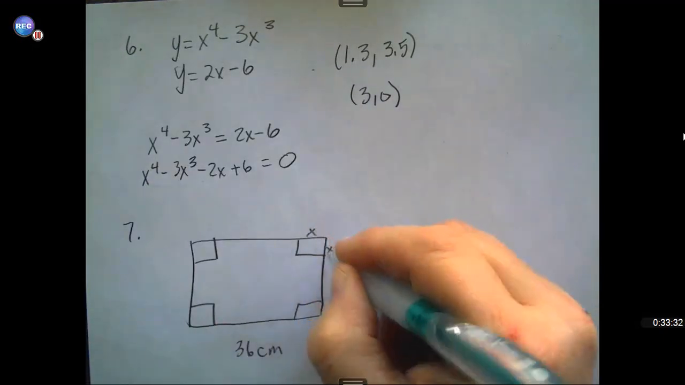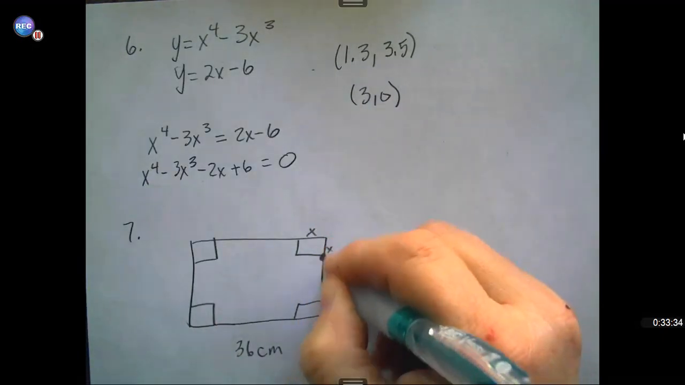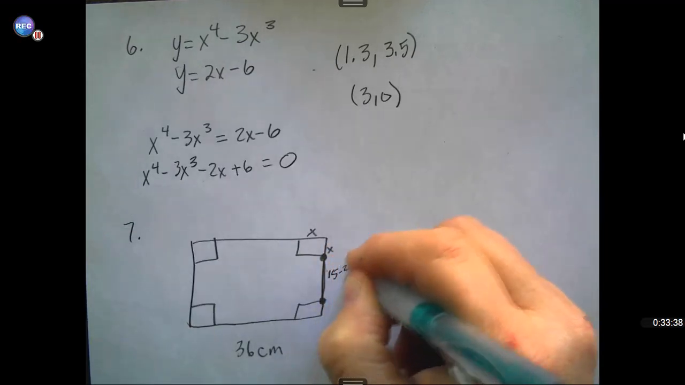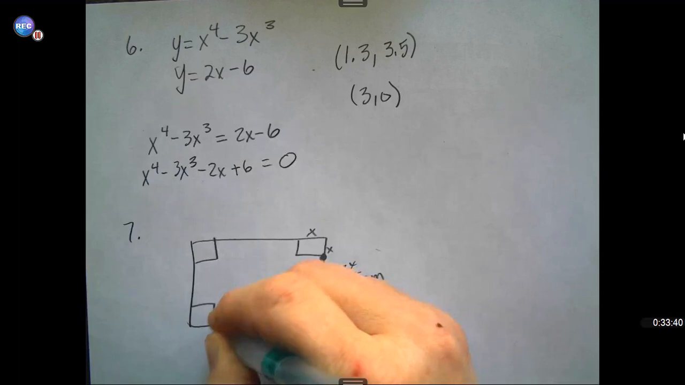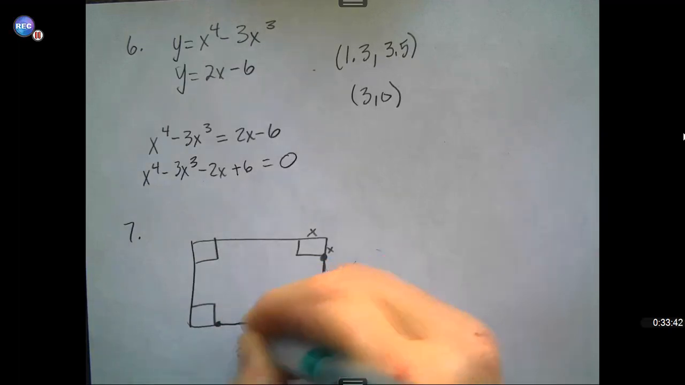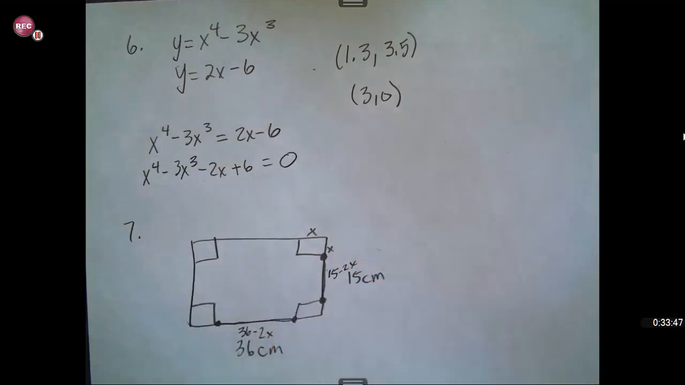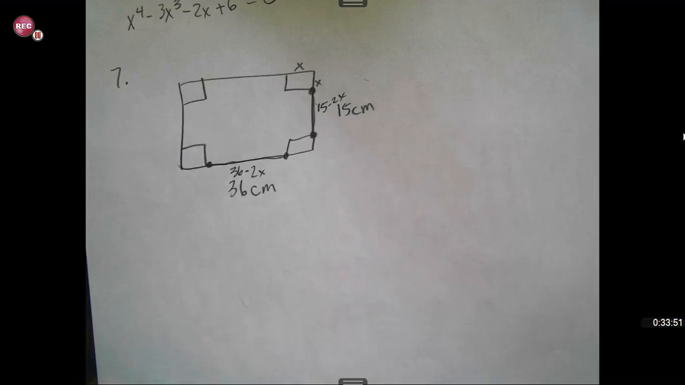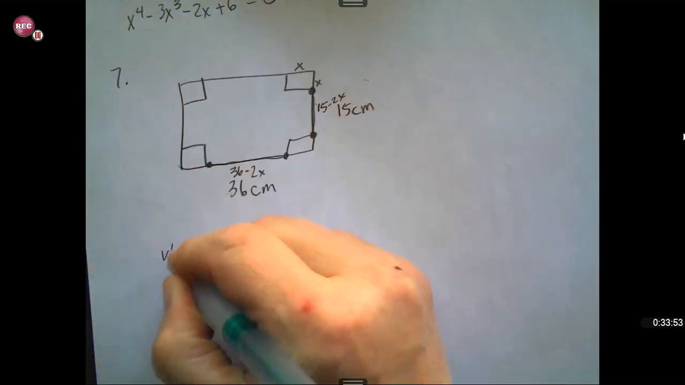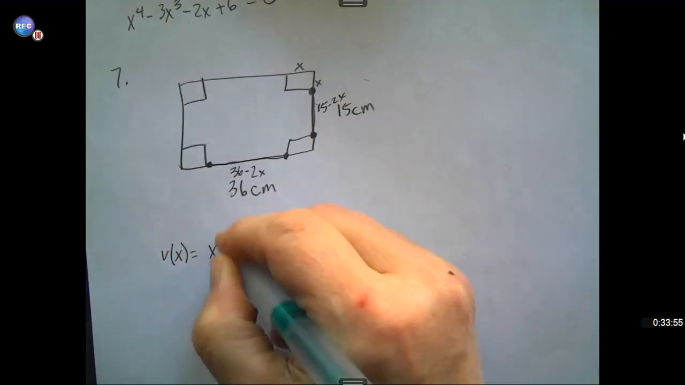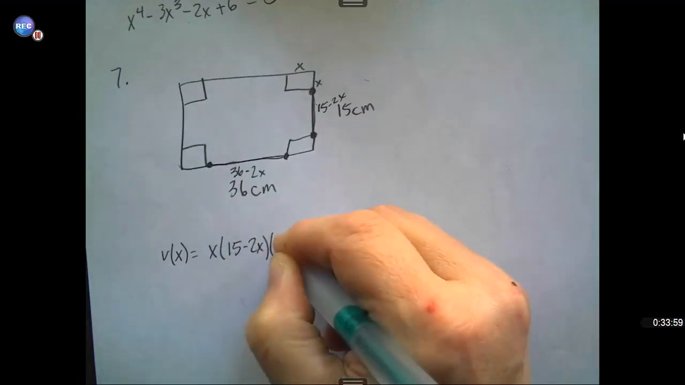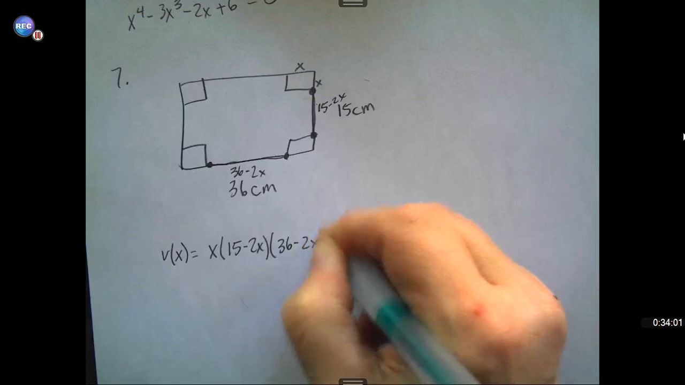So these are all x, which means that this from here to here is 15 minus 2x, and this one from here to here is 36 minus 2x. And when I fold those up, the height of my box is going to be x. So the volume, V of x, is x times the quantity 15 minus 2x, times the quantity 36 minus 2x.